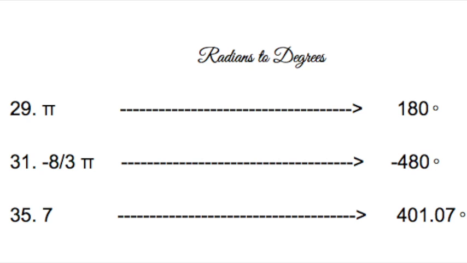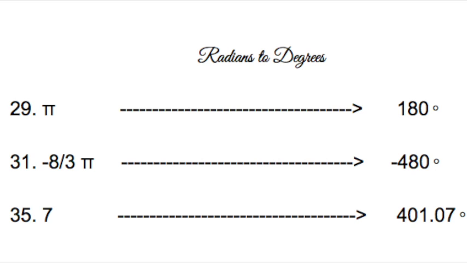In 29, you simply multiply pi by 180 over pi, resulting in 180 pi over pi. The pi's cancel each other out and you're left with 180. Unlike the degree to radian conversions, you don't subtract a negative radian by 2 pi. Instead, you multiply it normally to produce the negative answer. Negative 8/3 pi multiplied by 180 over pi equals negative 1440 over 3, or negative 480 degrees.